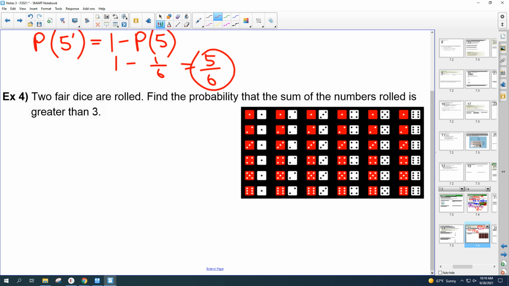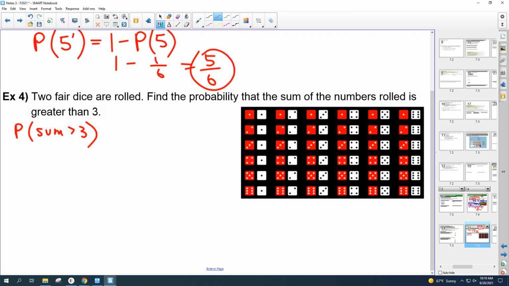Two fair dice are rolled. Find the probability that the sum of the numbers rolled is greater than 3. So, probability that the sum is greater than 3. That is not the union rule. We don't have to do this plus this minus this. That's not the union rule. I think the easiest thing to do is probably just count.